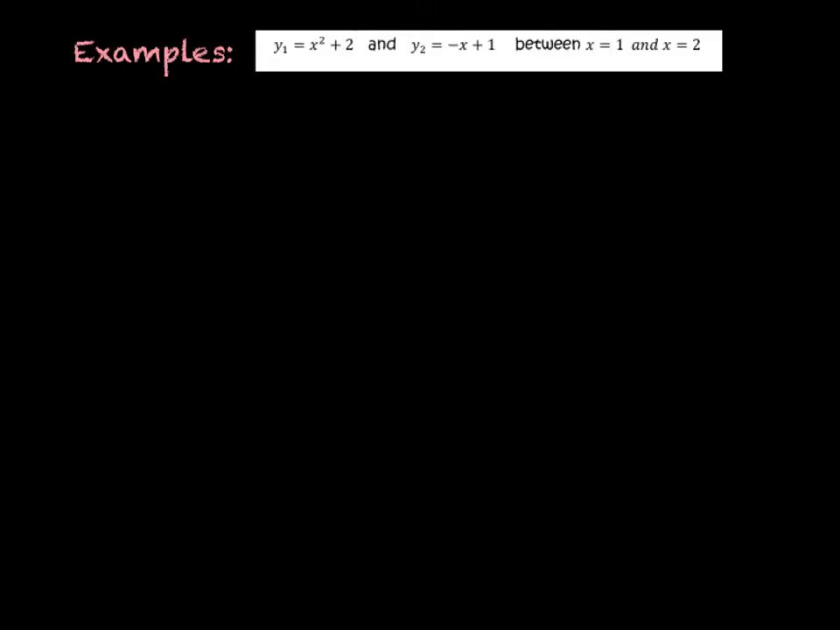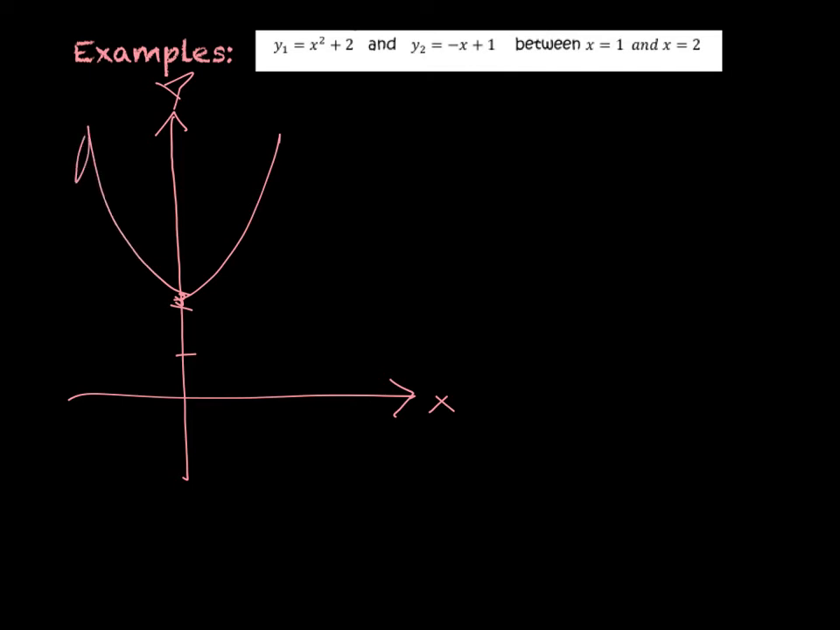Let's solve our first example. We have two functions. The first is x squared plus 2 and the second is -x plus 1. So remembering what we know about functions, the first function, x squared plus 2, is a parabola that opens upwards, and the vertex of the first function, which is also the y-intercept, is at 2. So we have a function opening upwards with vertex at (0, 2), which will be something like this.